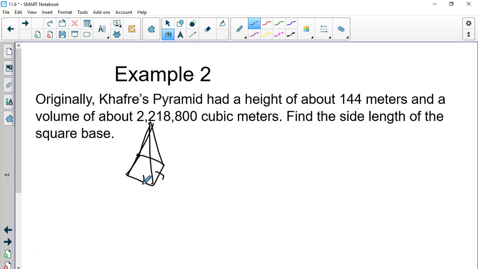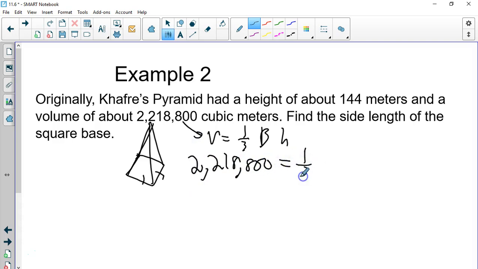Now, let's go back to the formula. Volume equals 1/3 area of the base times the height. We're working backwards here. We know the volume, so we put that in: 2,218,800 equals, we know 1/3. Now we don't know the area of the base. You don't have to do it this way, but you can put a capital B here and work backwards.